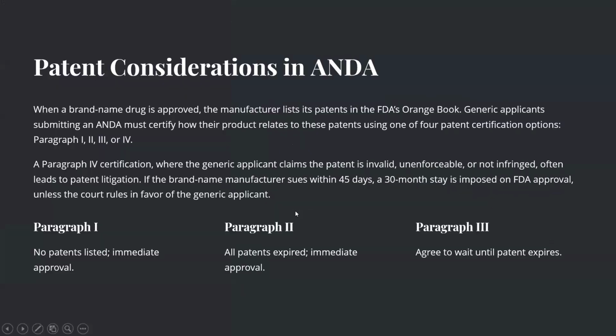Moving on to the patent considerations in the ANDA. When we talk about patent considerations, we should know what types of drug patents are being granted. There are basically four types of drug patents that are granted to a manufacturer or a marketing authorization holder of a new drug molecule. They are active ingredient patents, which is composition of the matter. Then there is a patent for the formulation or the dosage form.